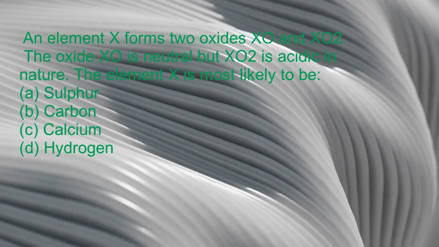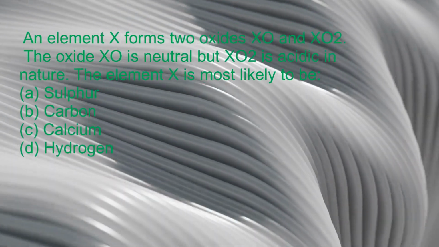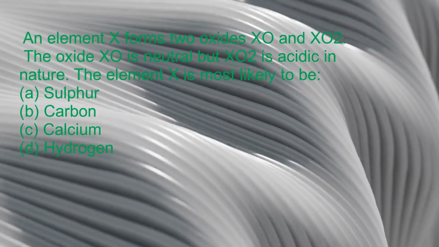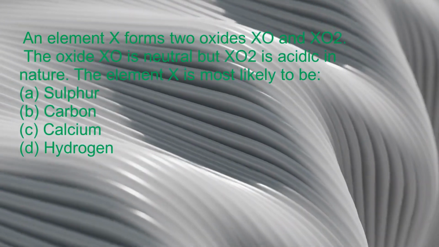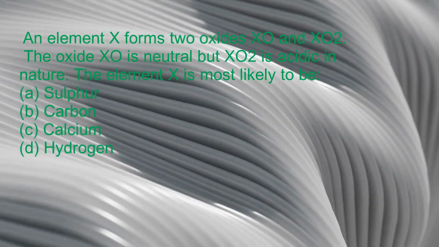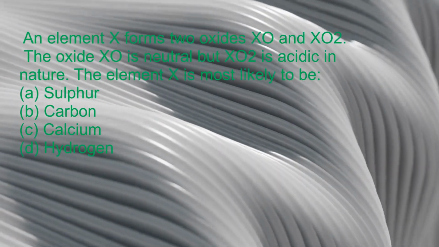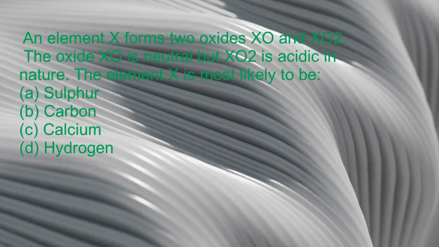An element X forms two oxides XO and XO2. The oxide XO is neutral but XO2 is acidic in nature. The element X is most likely to be: A. Sulfur, B. Carbon, C. Calcium, D. Hydrogen. Solution: option B. Carbon is the answer.